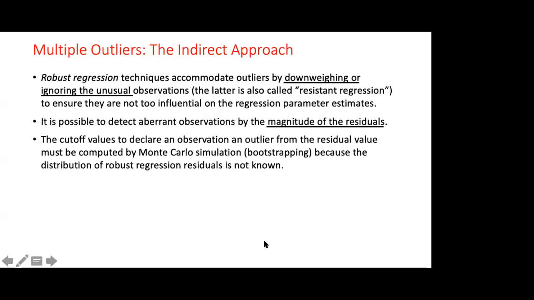So the second approach is called robust regression. I mentioned that earlier, right? Sometimes people differentiate robust regression from resistant regression. They say robust regression is just downweighing unusual observations, whereas resistant regression is actually ignoring those unusual observations. That means just not including them in the estimation of the regression model.